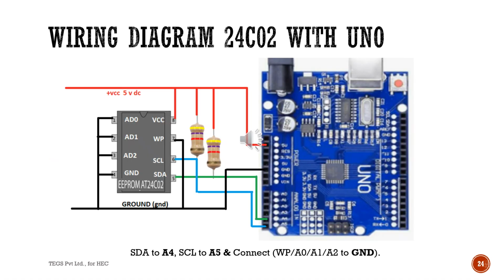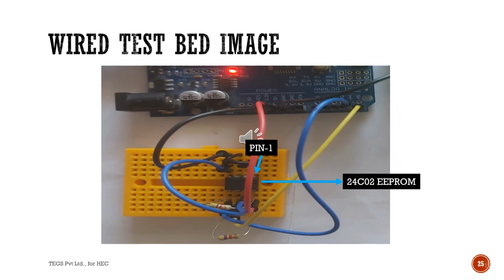The complete wiring diagram of 24C02 with Arduino Uno for writing and reading purposes is given on this page. This is the photograph of the testing bed developed on breadboard using Arduino Uno and 24C02 EEPROM.